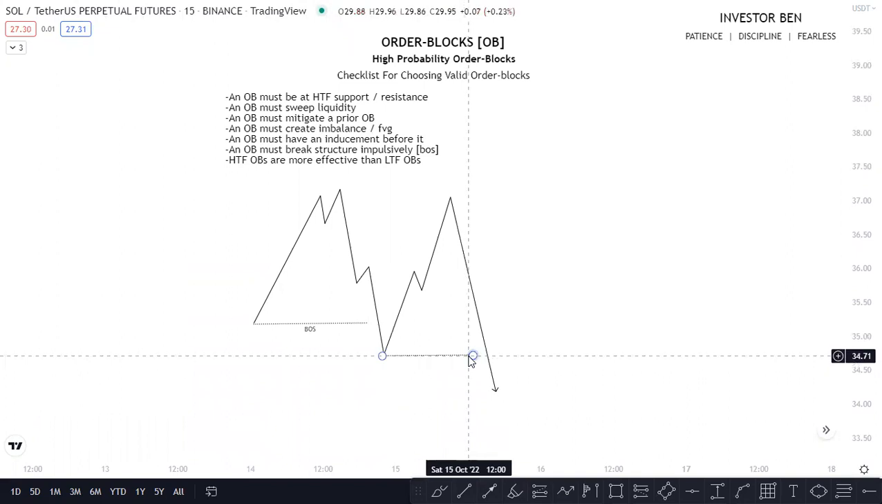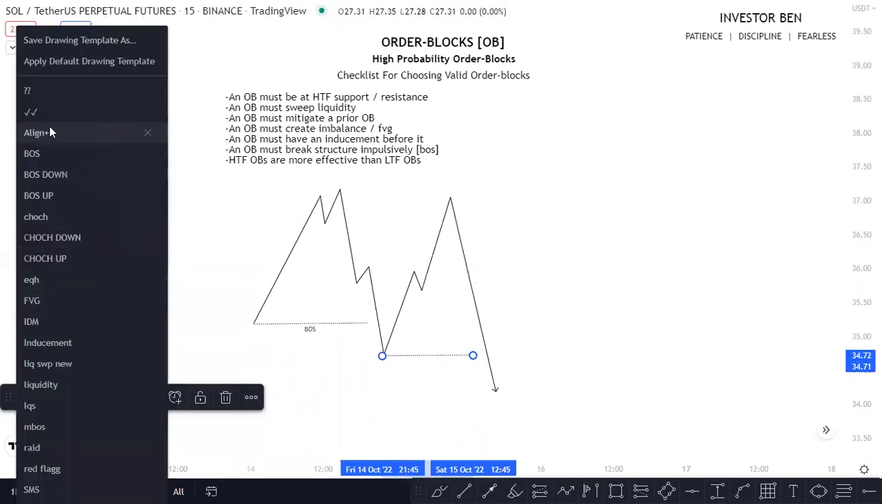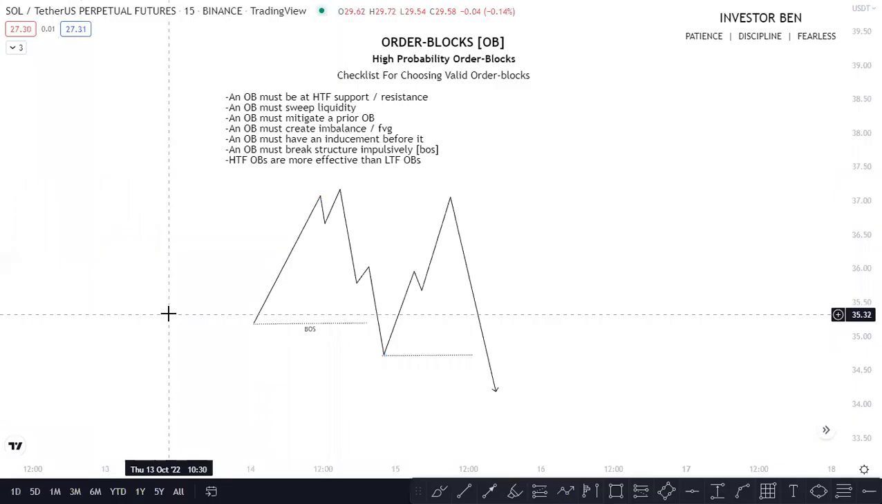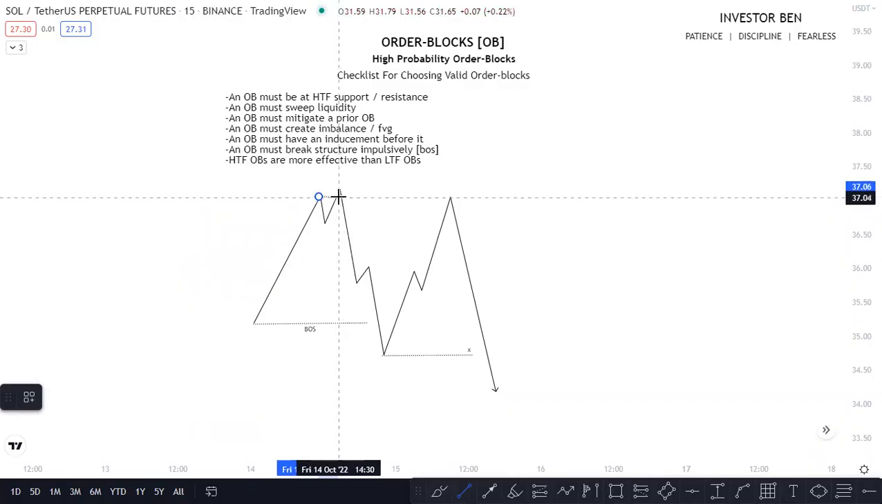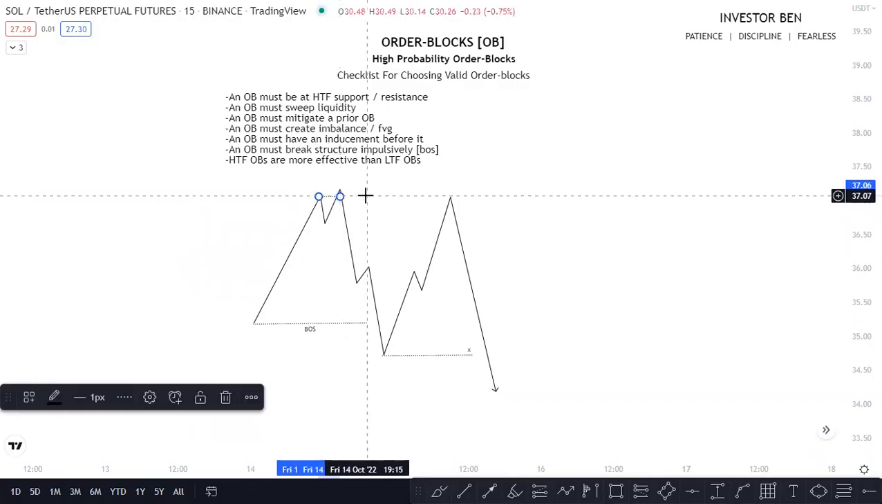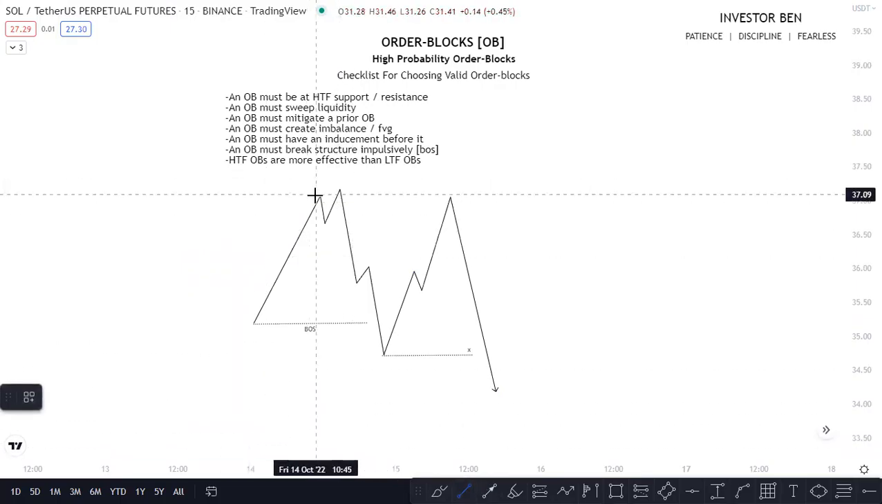But before we broke this structure, something happened. We had a change of character, and this change of character cleared liquidity. Liquidity got taken at this high. Price took out liquidity from this high.